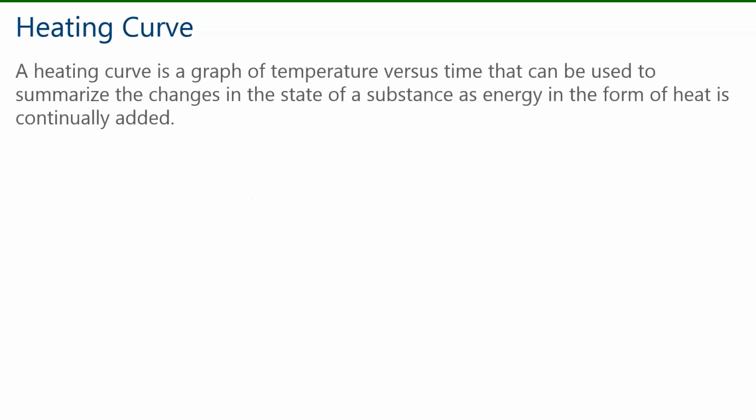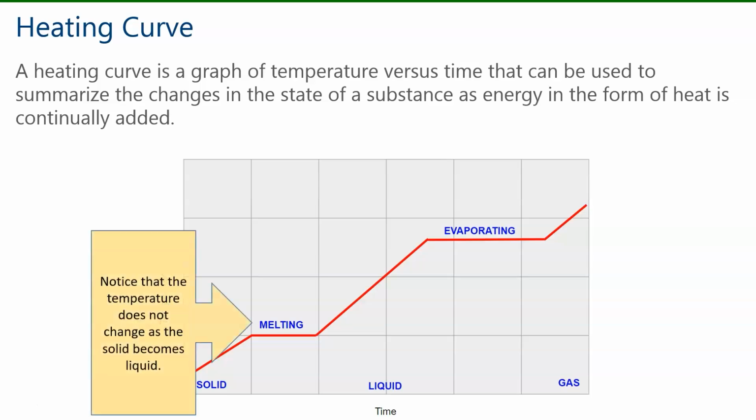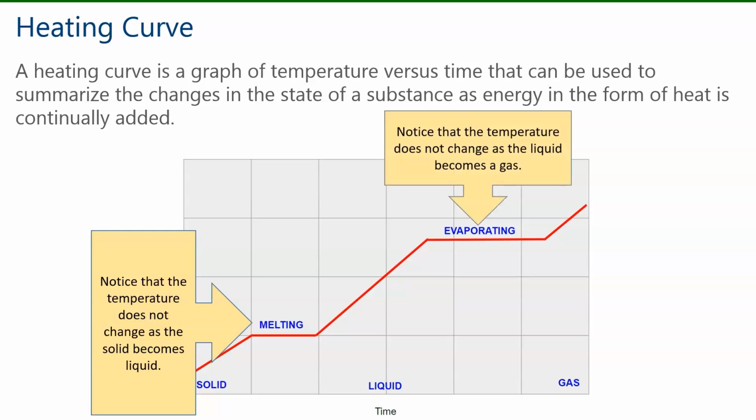Now let's take a look at a heating curve. A heating curve is a graph of temperature versus time that can be used to summarize the changes in the state of a substance as energy in the form of heat is continually added. Notice here that the temperature does not change as the solid becomes a liquid. Notice at this point that the temperature does not change as the liquid becomes a gas. So these two areas appear as what we call plateaus on the graph.